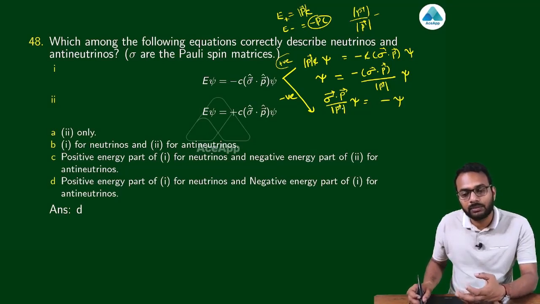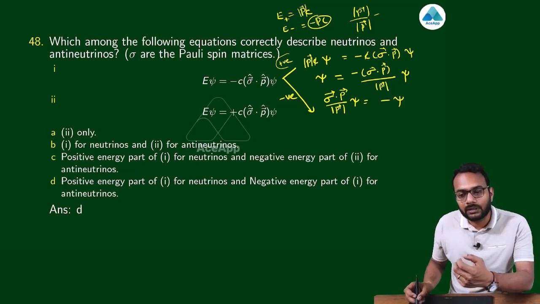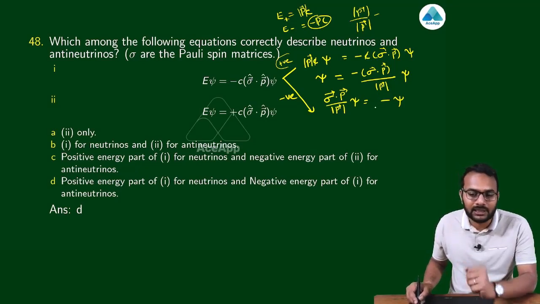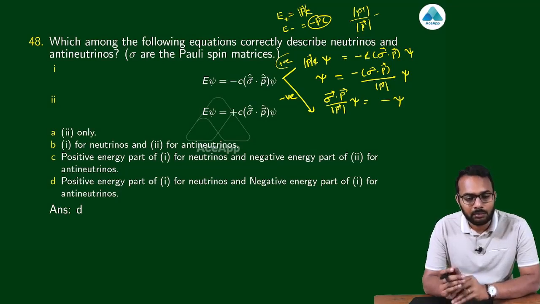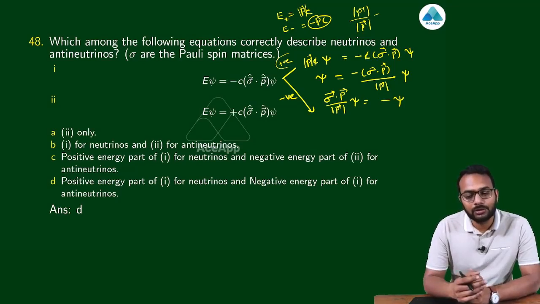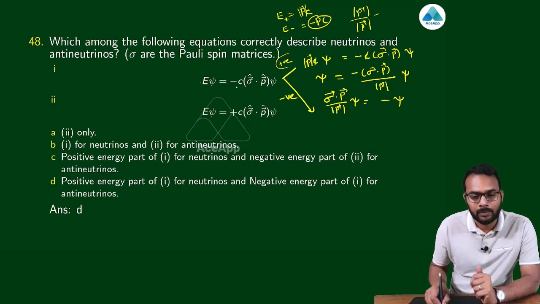Now, what is the projection of spin along the direction of momentum? We see that it is minus 1. That is the positive energy solution. This corresponds to left-handed particles. All right, this looks fine, because neutrinos are left-handed. Let's also check the negative energy solution.